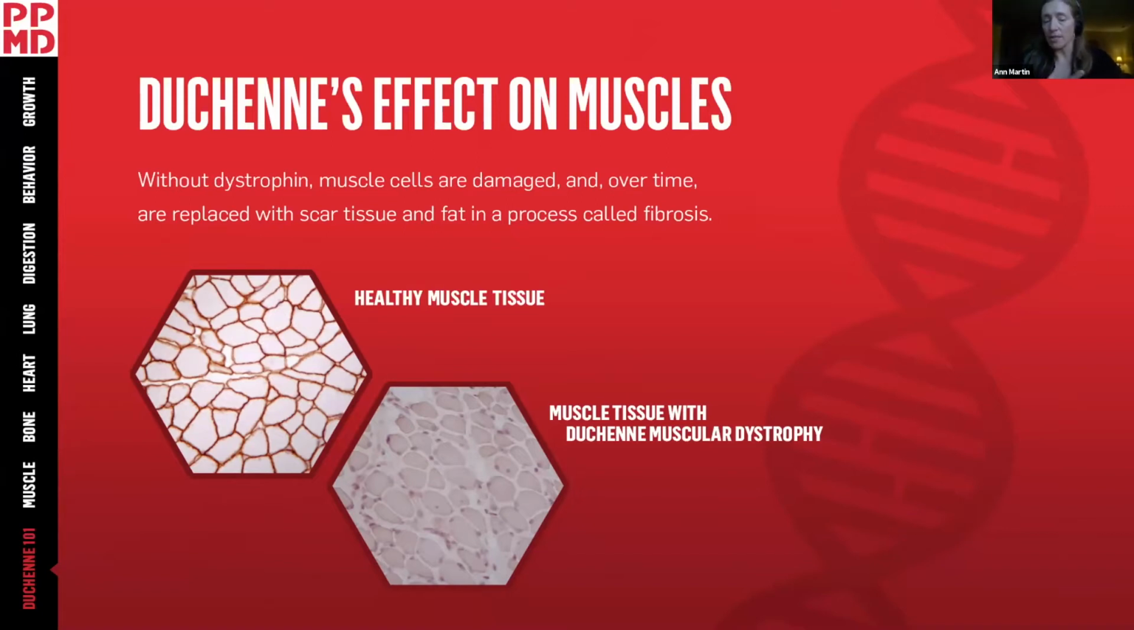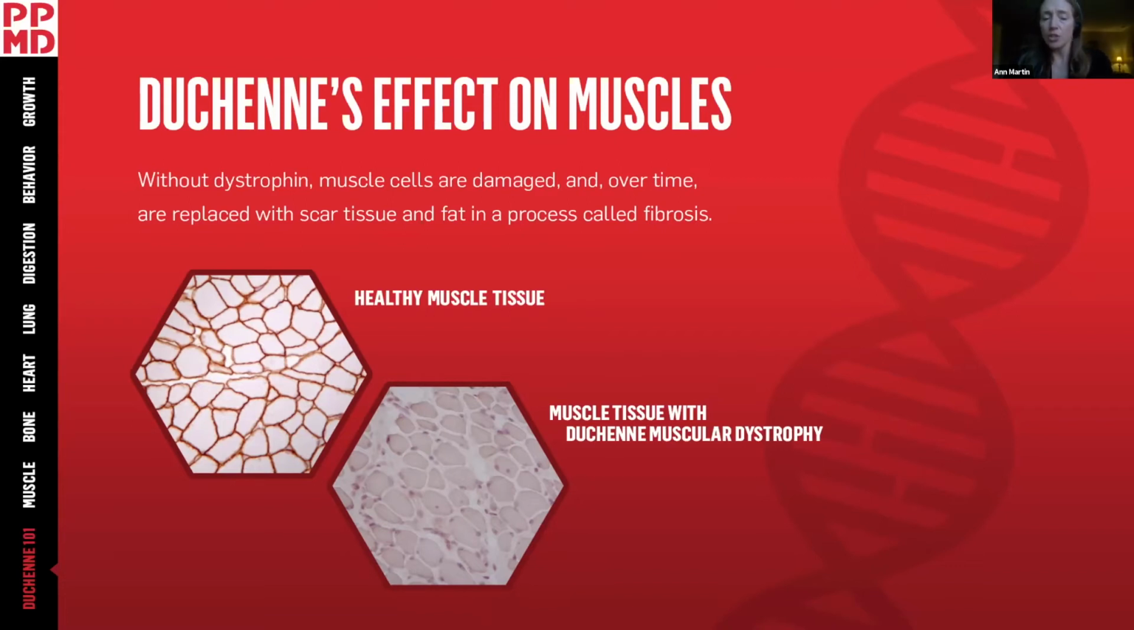If you see the picture on the left, this is a picture taken from a muscle biopsy. I don't know if your children have had a muscle biopsy done, but what they do is look at the muscle tissue under the microscope. In that picture on the left, you can see the muscle cells are clearly outlined with the dystrophin protein because this picture was stained for the dystrophin protein. So the cells look nice and healthy, and they have that dystrophin protein surrounding them in the membrane.